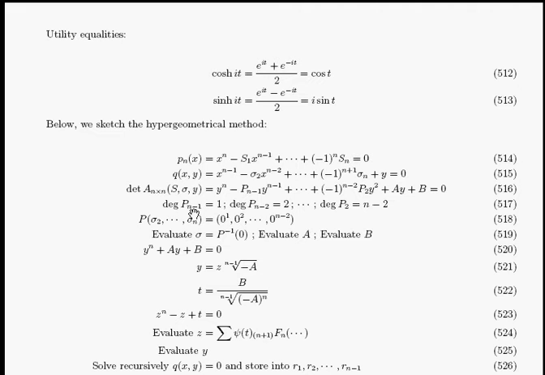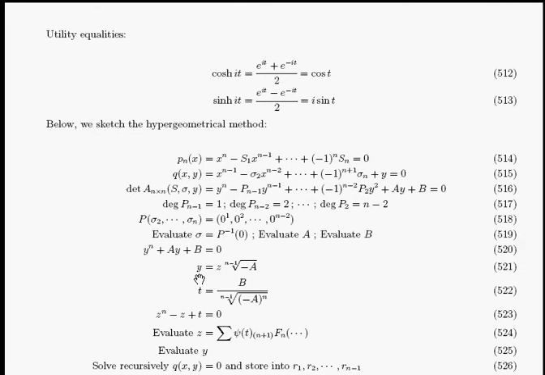So we have to solve equations of degree 1 equals to 0, degree 2 equals to 0, up to degree n minus 2 equals to 0. We have to evaluate the inverted p of 0. We have to evaluate a and b, where a and b are the last polynomials. Then we have the Bring normal form, y to the n plus ay plus b equals to 0.